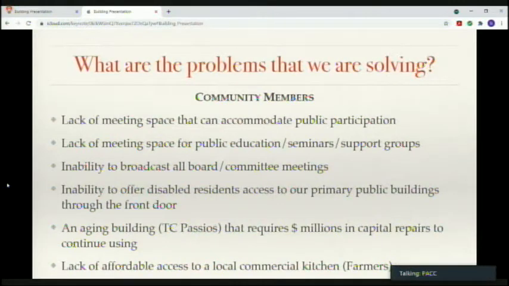And as we've gone over, we have an aging building at the TC Passios that clearly requires millions of dollars in capital repairs just to continue using. And then, again, that lack of affordable access to a local commercial kitchen to better support our farming community and others.